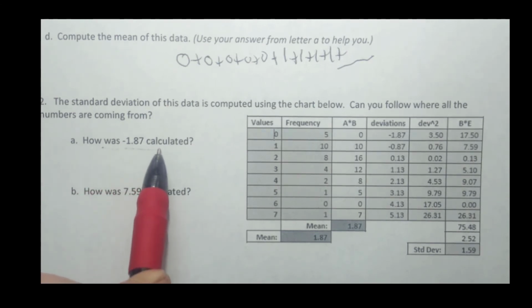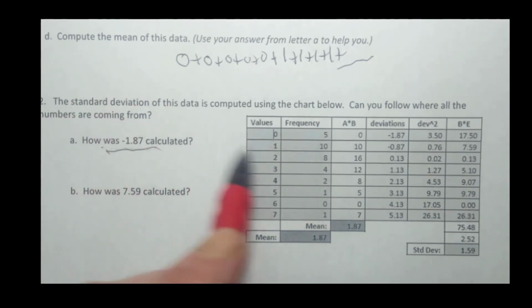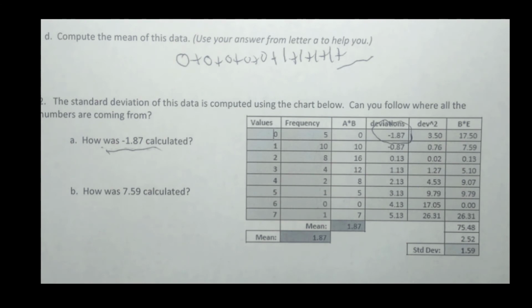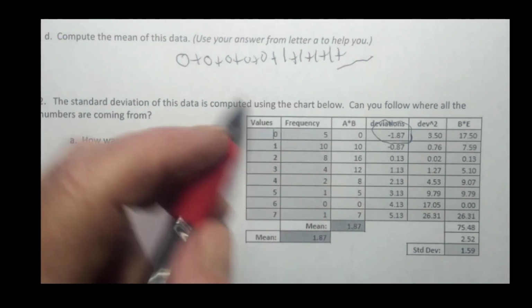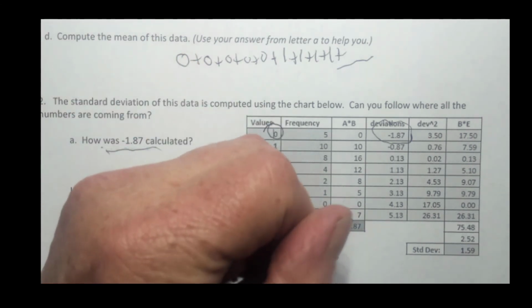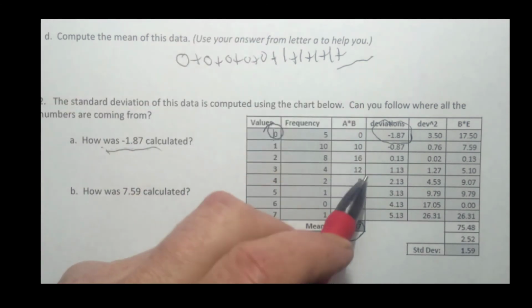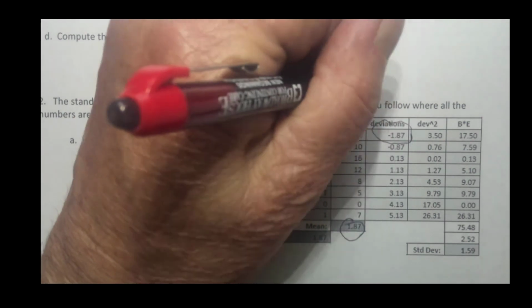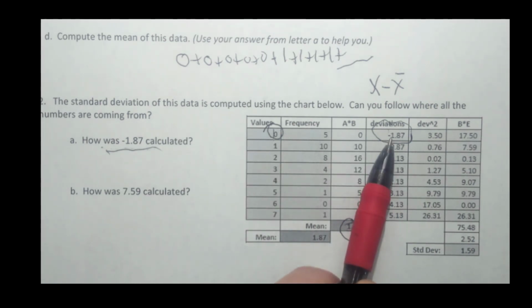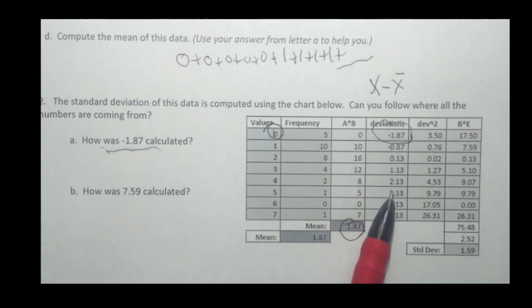How was negative 1.87 calculated? Where's that negative 1.87? It's right here. Just circle it. Anybody have an idea? Put this on pause and think about it. Well, it was calculated by taking the value and subtracting it from the mean, which is the deviation, x minus x bar. So 0 minus 1.87 is negative 1.87. That's how they got that, and that's how they got all these.